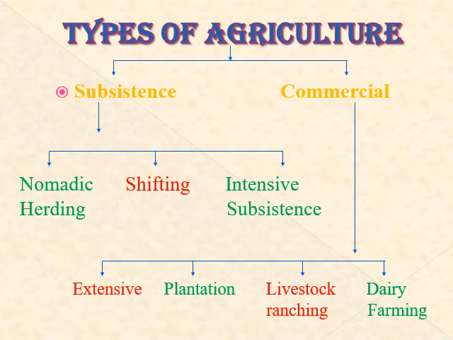Next point is types of agriculture. Students, according to environmental conditions in the world, many types of agricultural patterns prevail in the world. Students, broadly, agriculture may be divided into two categories: subsistence agriculture and commercial agriculture. Okay, students, before we discuss them in detail, let us have a look at the given classification.